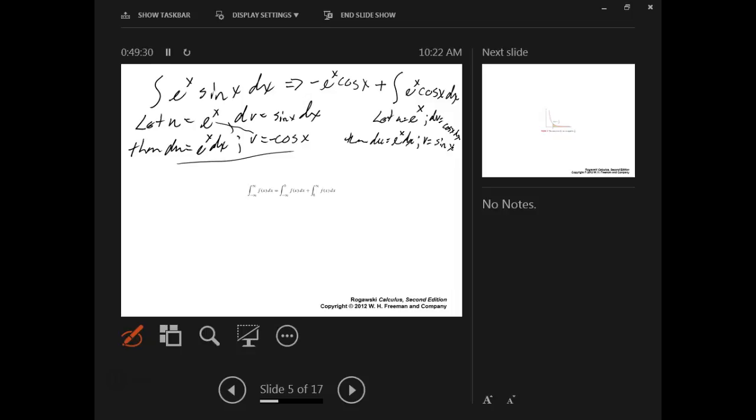So then what we put down is the u. Let's get where we were. We already had the minus e to the x cosine x. And now we have a plus e to the x sine x. And now we have a minus the bottom line here, an integral of e to the x sine x dx. Does that help us any?